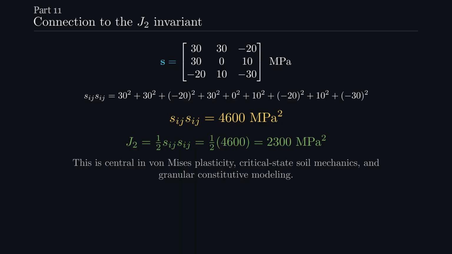The same operation appears directly in the second invariant of deviatoric stress. For this deviatoric stress tensor, the double contraction Sij Sij equals 4,600 megapascal squared. Therefore J2 is 1/2 of that value, which is 2,300 megapascal squared. This quantity is central in von Mises plasticity, critical state soil mechanics, and granular constitutive modeling.